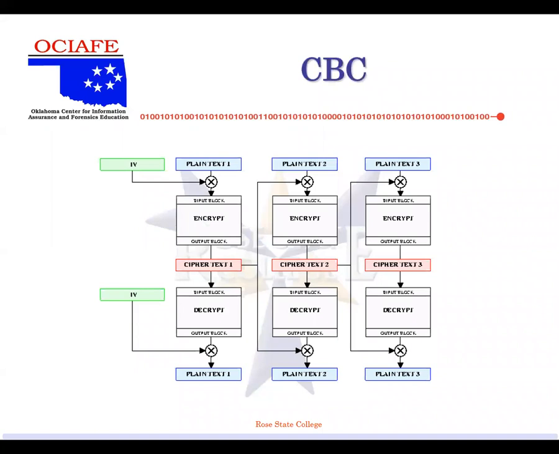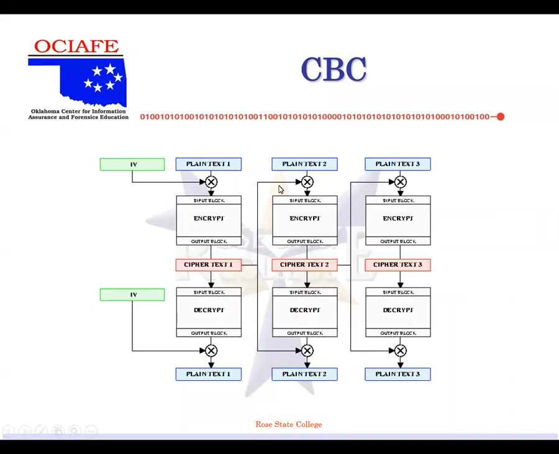So we take our initialization vector, which they talk about in The Imitation Game. We have our plain text and our initialization vector. We XOR them together. That gets encrypted. That result becomes our ciphertext. That ciphertext gets XORed with the second plain text. You see this up here?